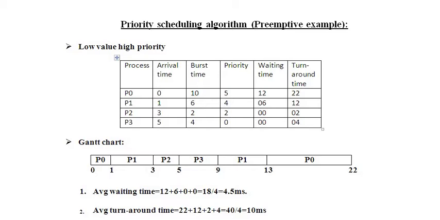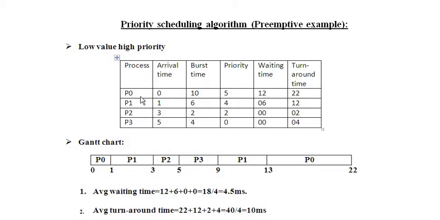Before getting into an example, as I told in the previous class also, low value means high priority. Low value high priority means the lower the value of priority, the higher its priority. For example, see this column here. I have priorities 5, 4, 2, 0 for different processes. Now 0 for us will be the highest priority and 5 will be the lowest priority. I repeat, 0 is the highest priority and 5 is the lowest priority. That is the reason behind the low value high priority statement. I hope you understood it.